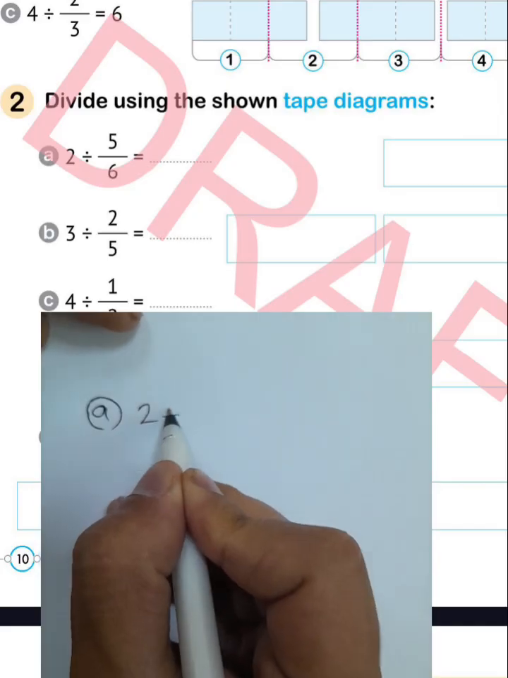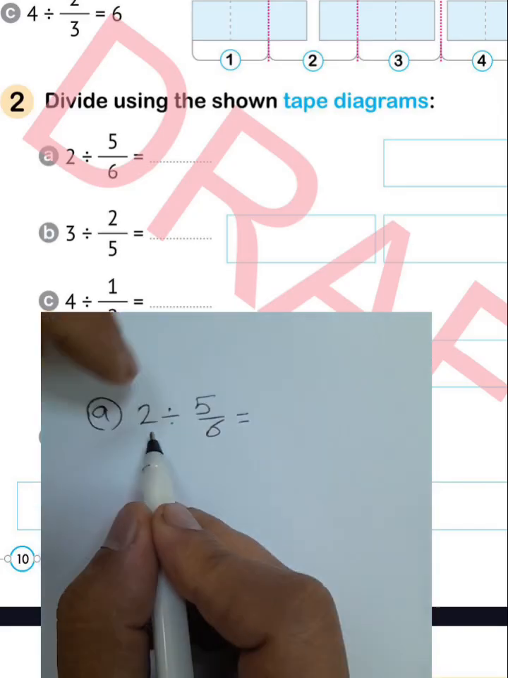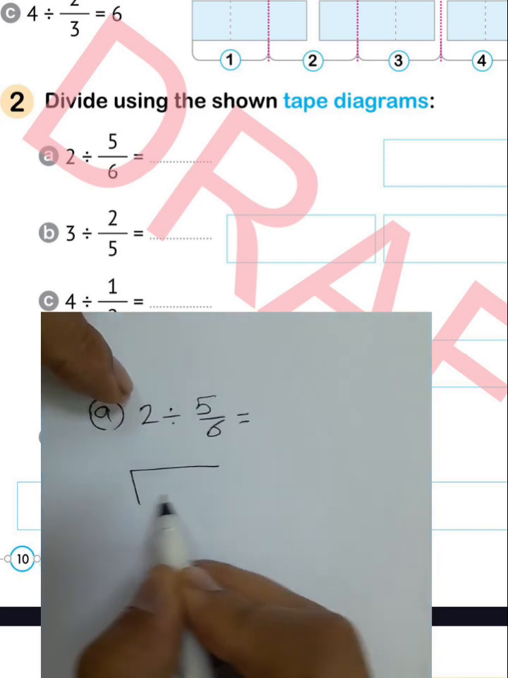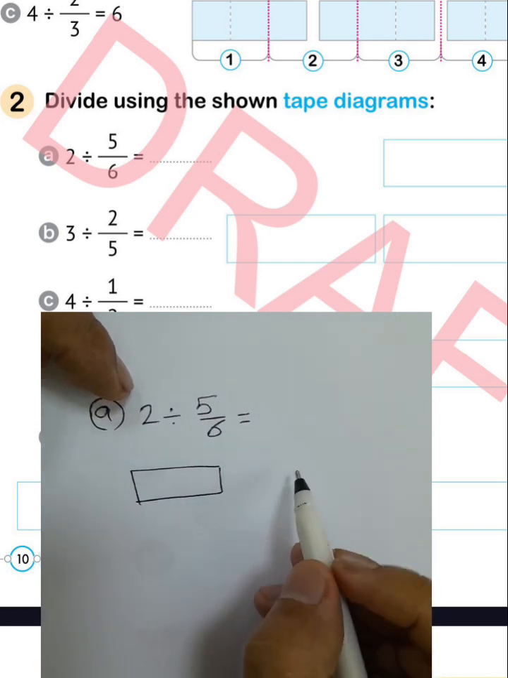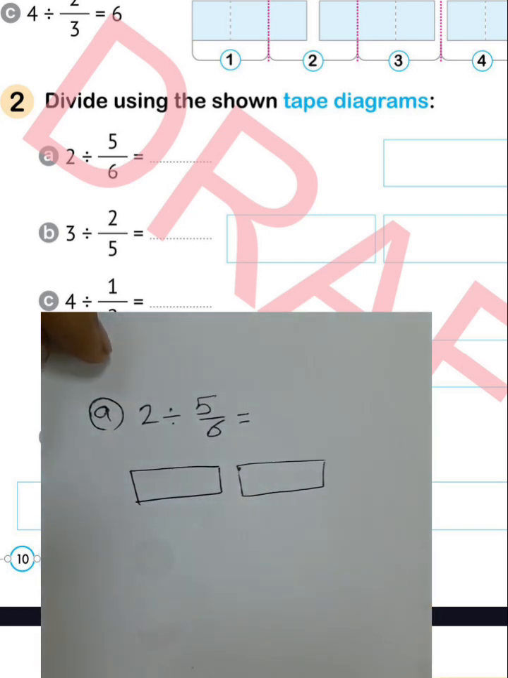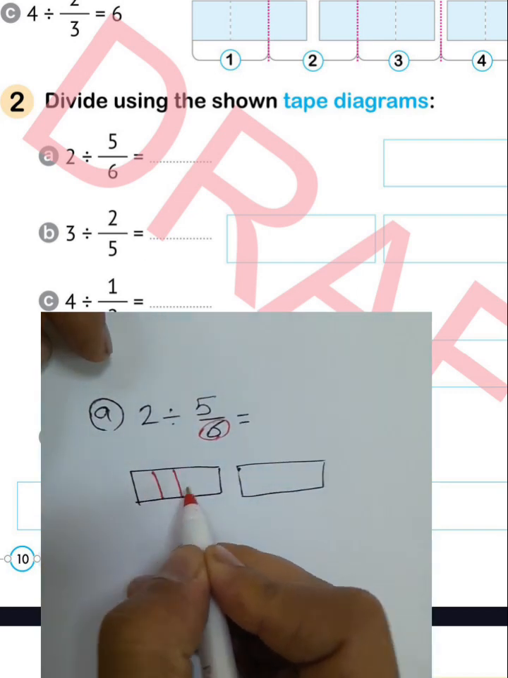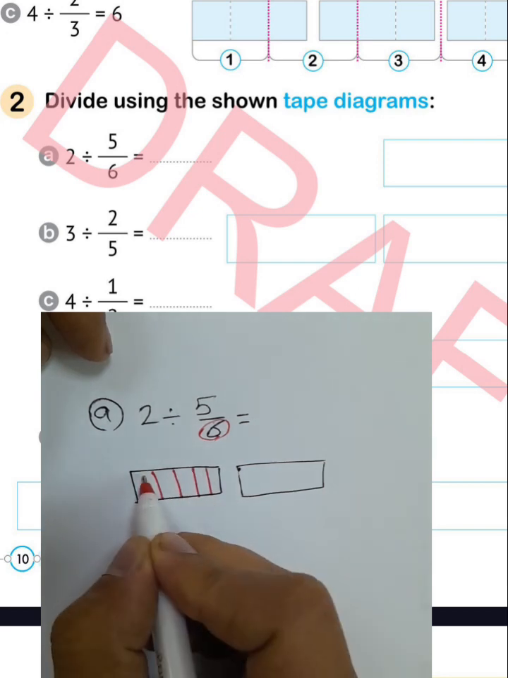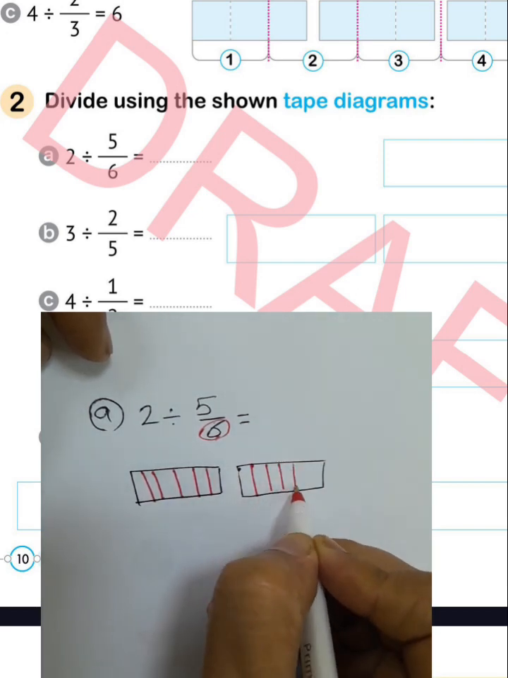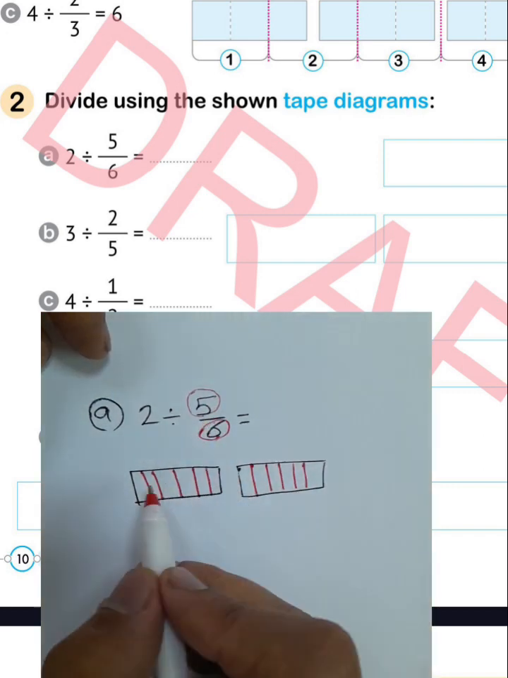Now 5/6. We will draw how many models? 2. Okay, 1, 2. And we will divide each of them into 6 parts: 1, 2, 3, 4, 5, 6. 1, 2, 3, 4, 5, 6. And then we will count 5 elements.